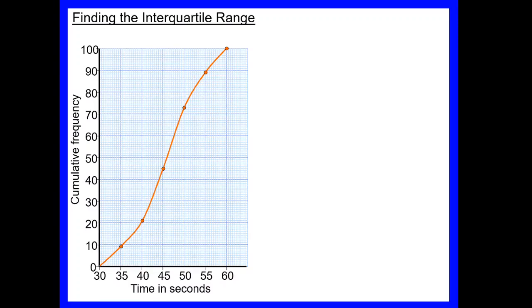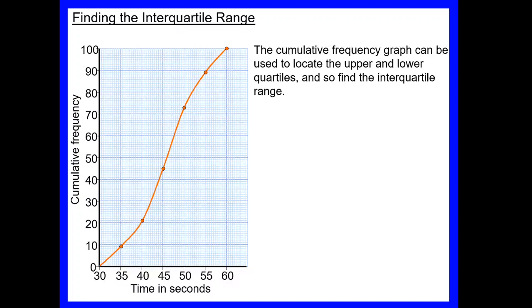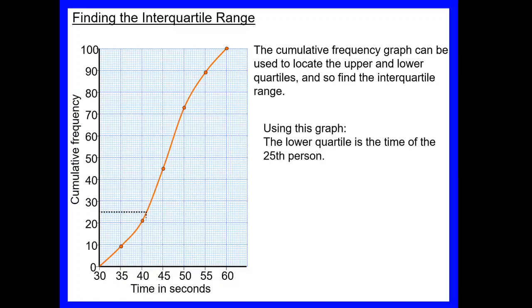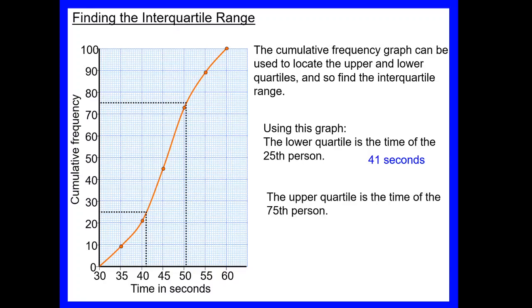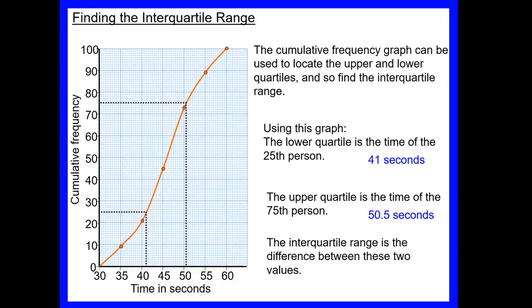Okay, let's have a look then at how we use our graph to find that interquartile range. So first of all, we need to find the lower quartile. So we have 100 people, a quarter of 100 is 25. So we're going to draw a line across at 25 and then down to find the time. So the time there is 41 seconds. The upper quartile then is 3/4 of 100, which is the 75th person. And the 75th person held their breath for 50.5 seconds. So the interquartile range, 50.5 minus 41, is 9.5 seconds. So that's telling us for that middle 50% of the group that the difference between the shortest and longest time they could hold their breath was 9.5 seconds.